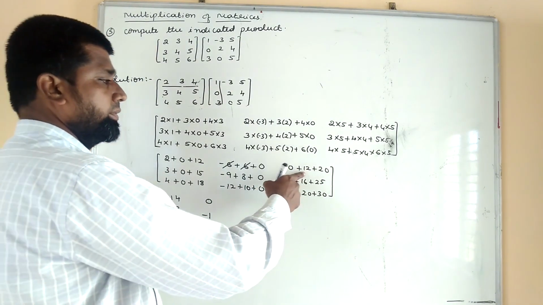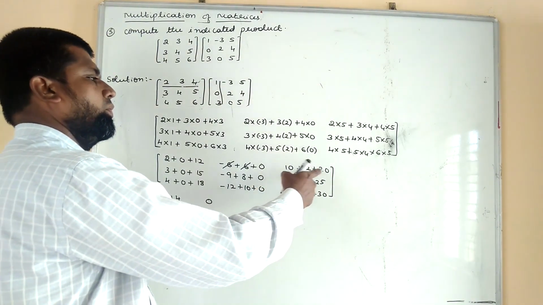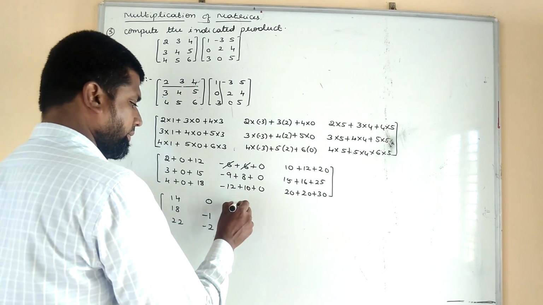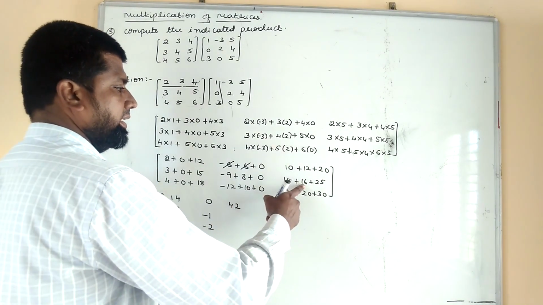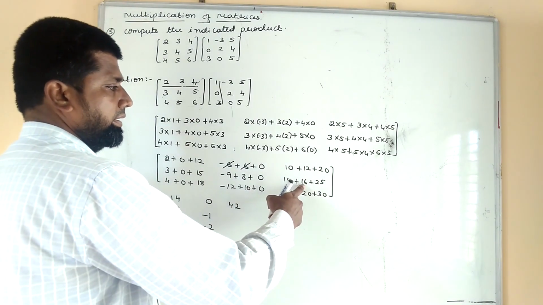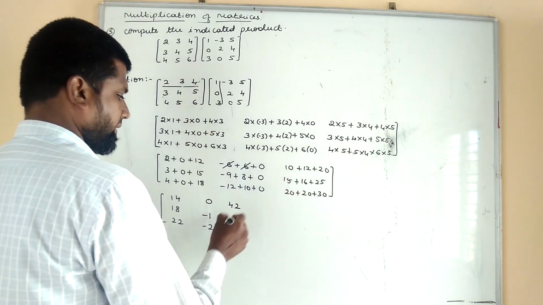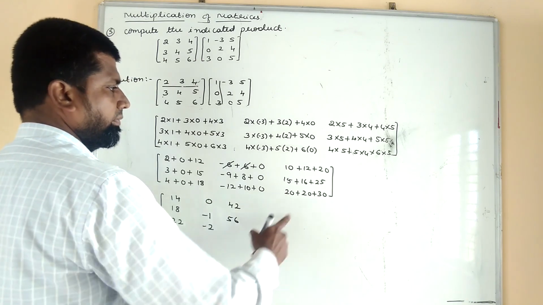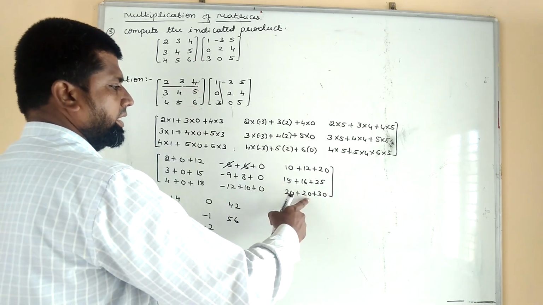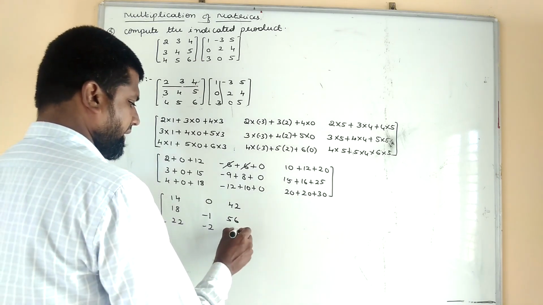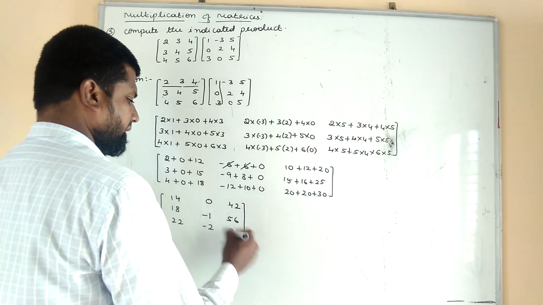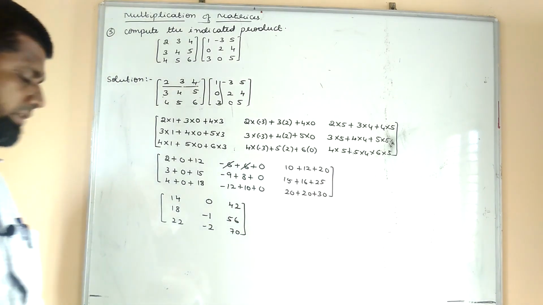So 10 plus 12 is 22. 22 plus 20 is 42. 15 plus 16 is 31. 31 plus 25 is 56. 20 plus 20 is 40. 40 plus 30 is 70. So this is the multiplication of two matrices.